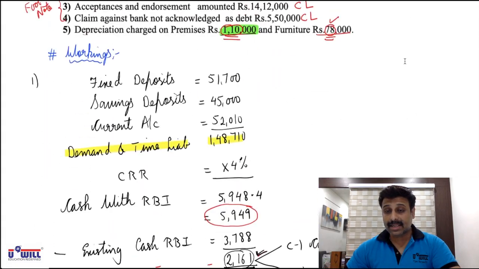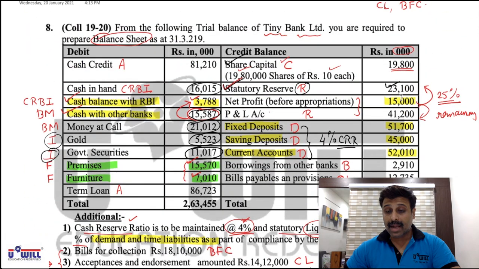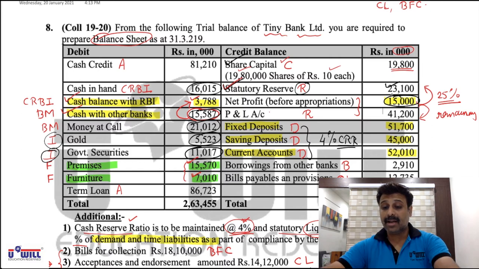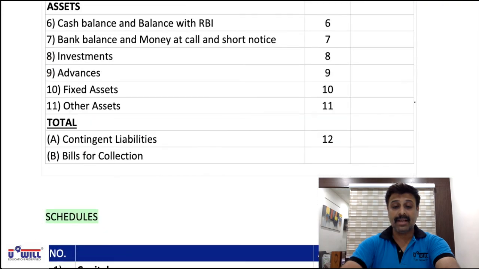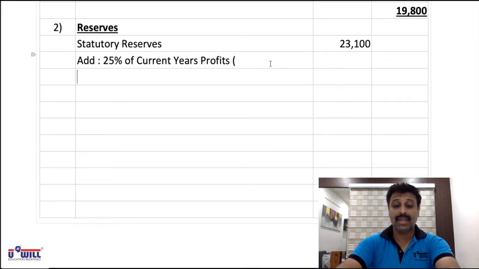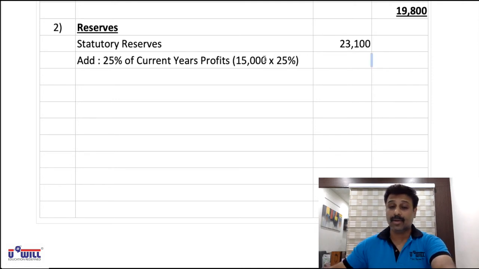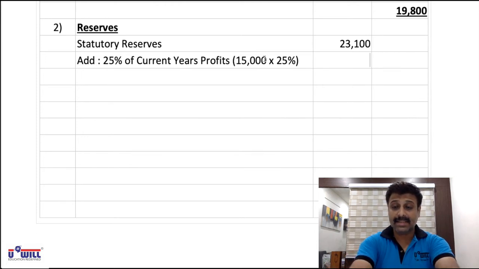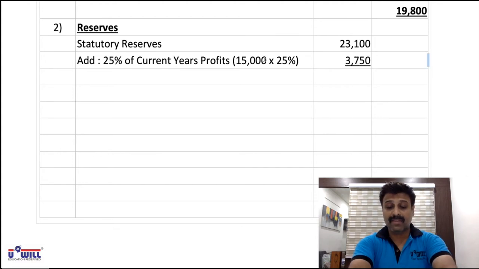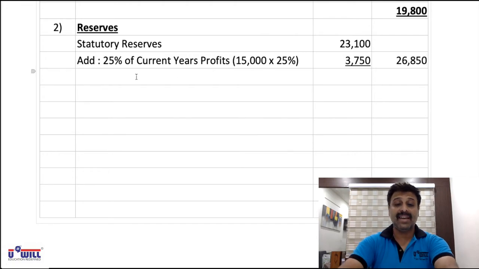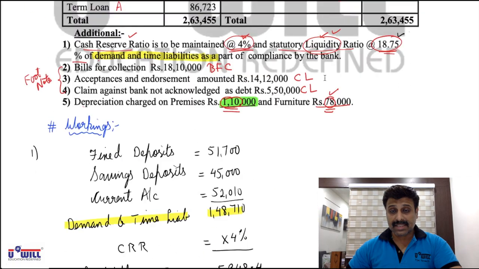You all can see current year's profits, which we have highlighted in yellow, are 15,000. We discussed that 25% has to be transferred to statutory reserve. So 15,000 into 25%, in bracket you can show that. Do it in the calculator, everyone. 3750 it must be coming to. Yes. So 3750 we will add in this. Means in the outer column we will get 26,850. So statutory reserves is done in reserves and surplus.